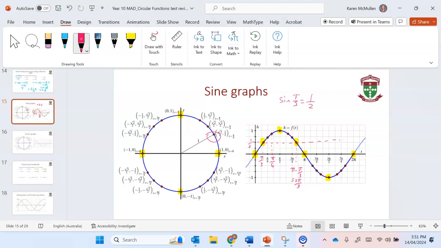Hold on, just making sure 3 pi on 4. I know where I went wrong. This should be pi on 6. I always get them around the wrong way. Silly, silly me.